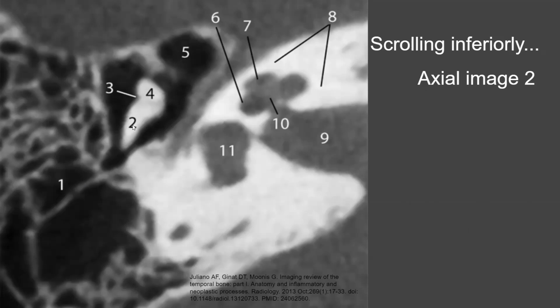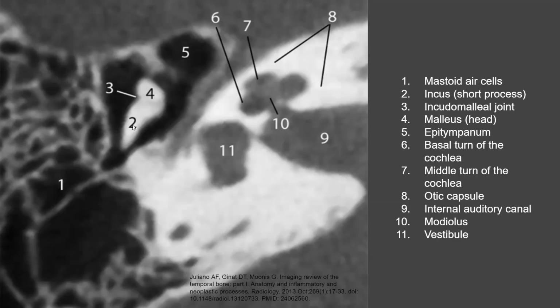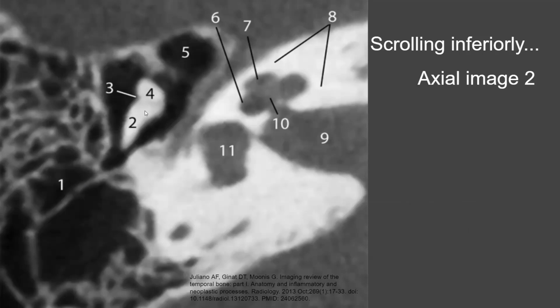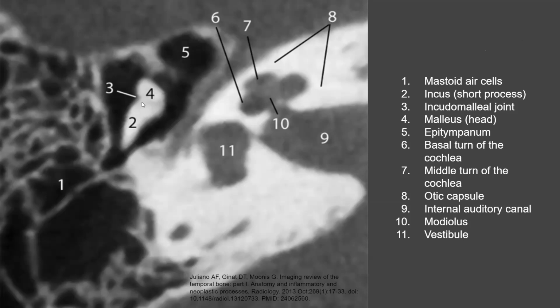So the malleus and incus make up two of the structures of the middle ear ossicles, or middle ear bones. These are tiny bones that play very crucial roles in one's ability to hear. We have 2 and 4 here, and 2 is the incus, and then 3 is the incudomalleal joint, which is just the articulation between the incus and malleus.